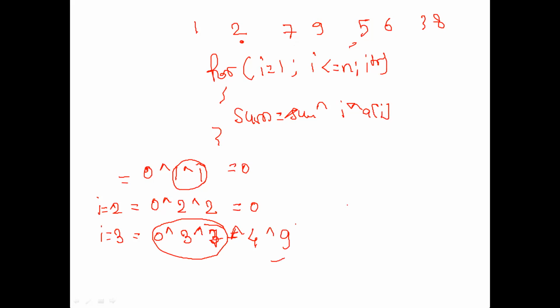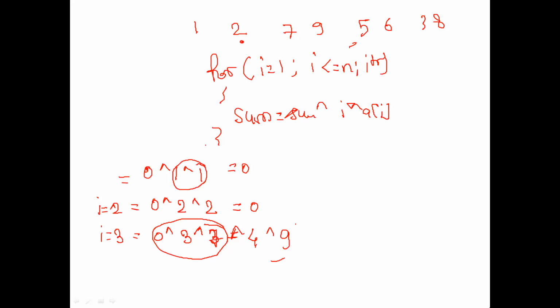Why are we taking i value in sum? I value in sum we are taking because I want to check whether that number is present or not. If that number is present, that will become 0. That is why we are checking i value in sum.